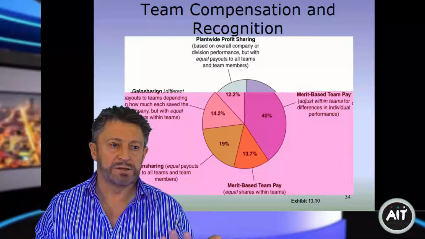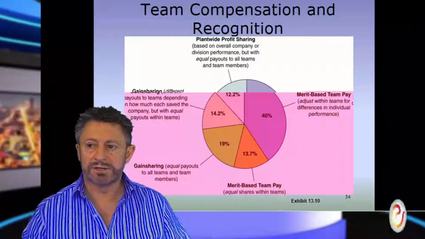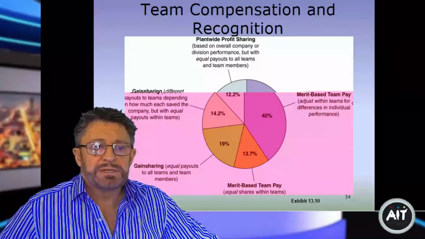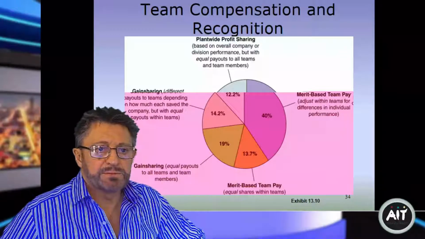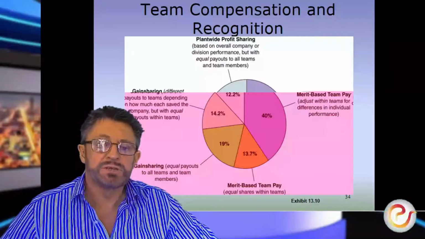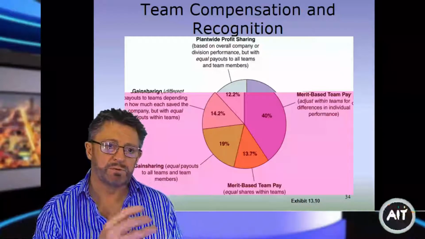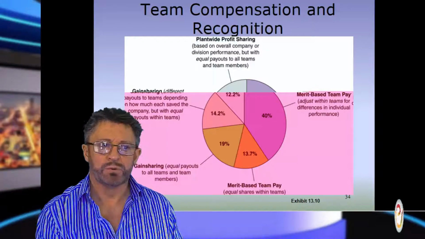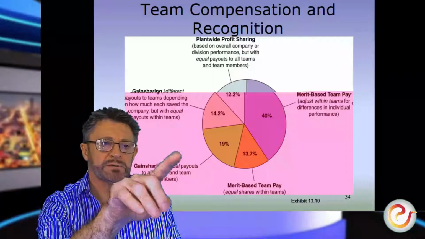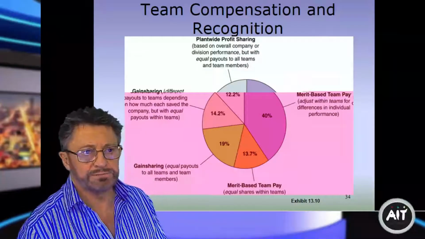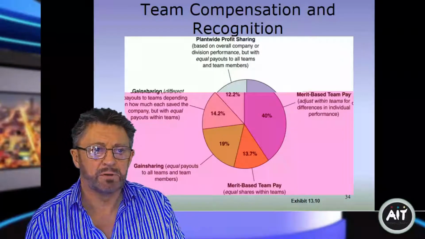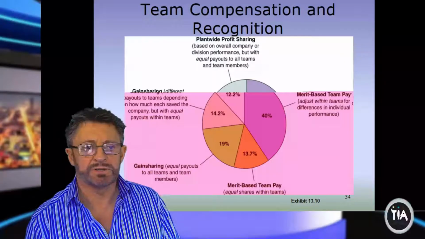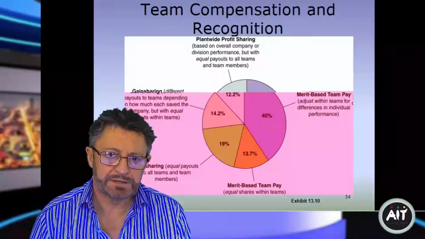If we look at these, for example, I'm going to put on my glasses so I can actually read these as well. But if we look at here, merit-based team pay. So adjustments within the team for difference of individuals. So essentially, what we're looking at here is the team earns a bonus or recognition. So let's go back up to the very start. Plant-wide profit sharing based on overall company or division performance, but with equal payouts for all team members and such. Probably the most effective way of doing things.